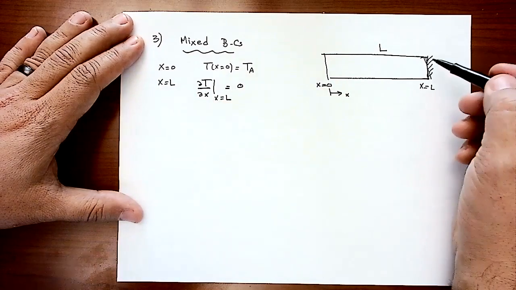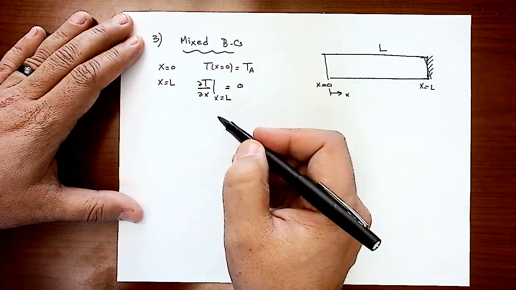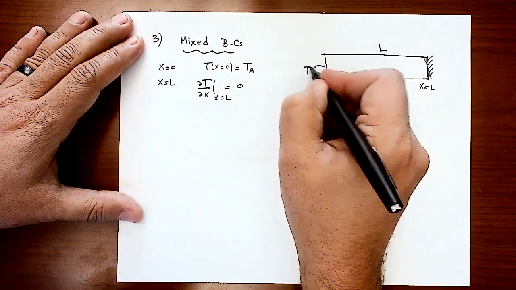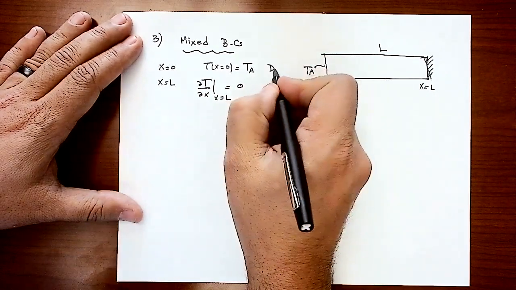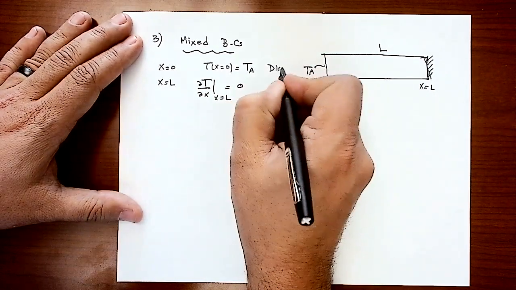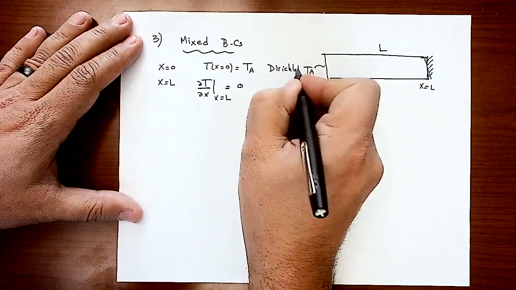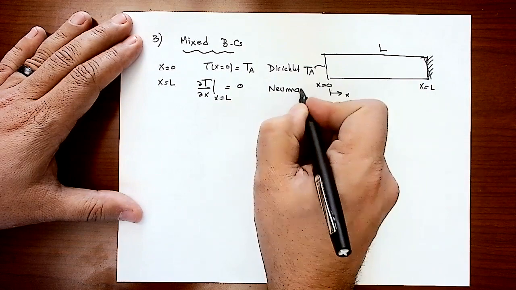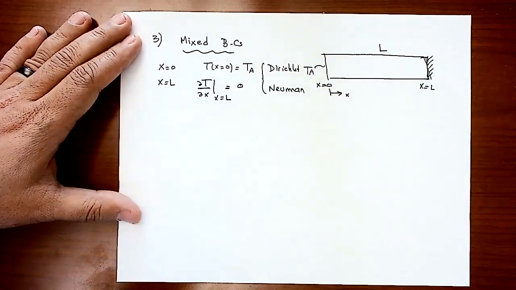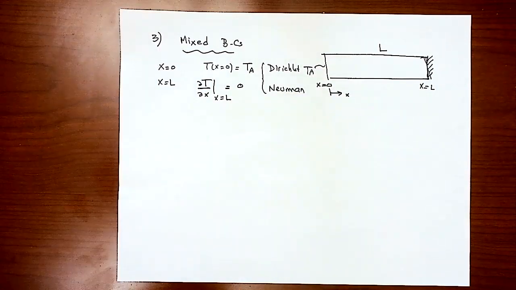It's insulated at one tip, that's why the derivative is 0, and it has a fixed temperature TA at the other side. So this is coming from Dirichlet boundary condition, and this is Neumann boundary condition. So you mix both of them, one at each end. We call that mixed boundary condition.